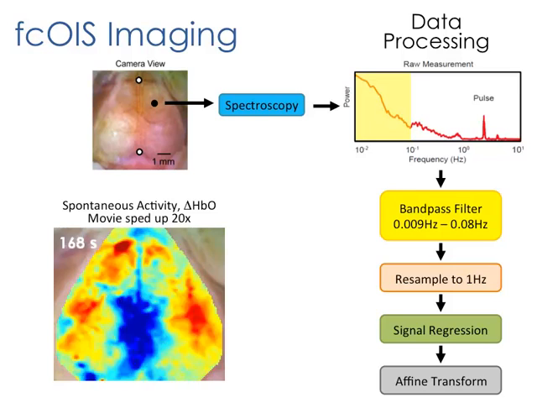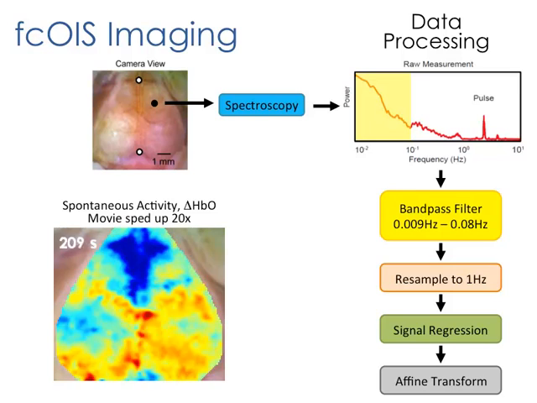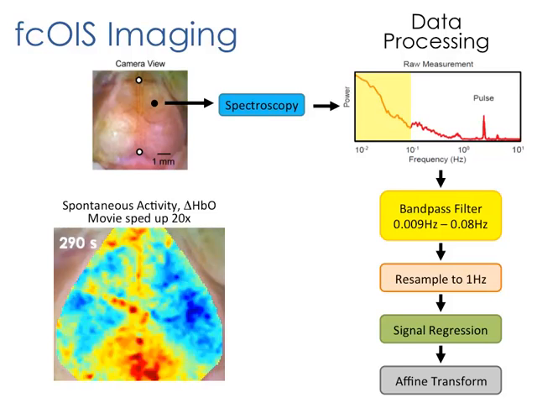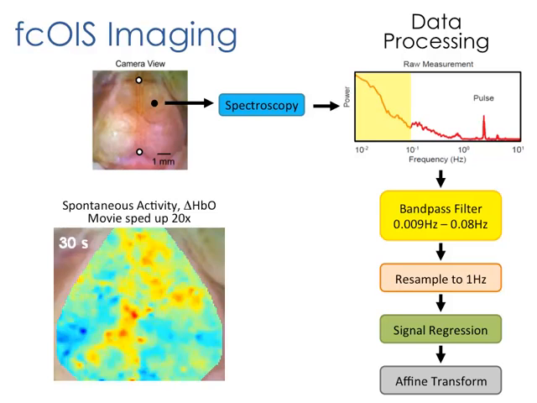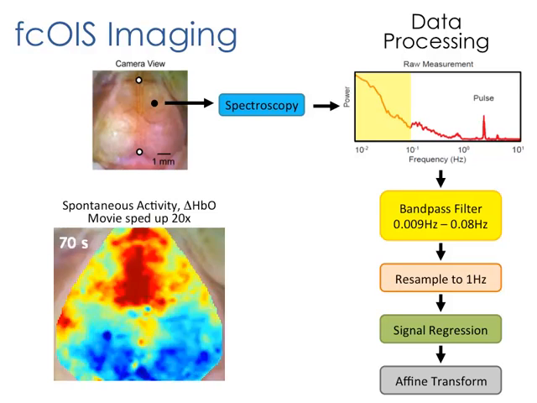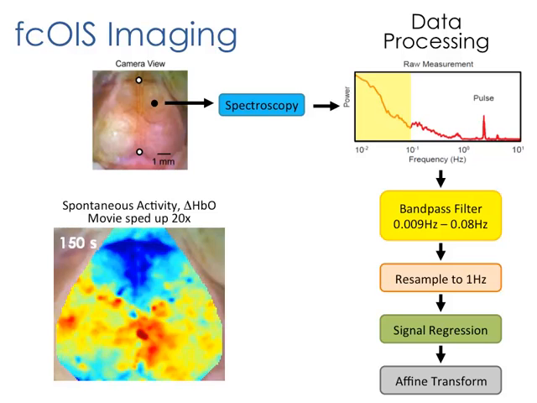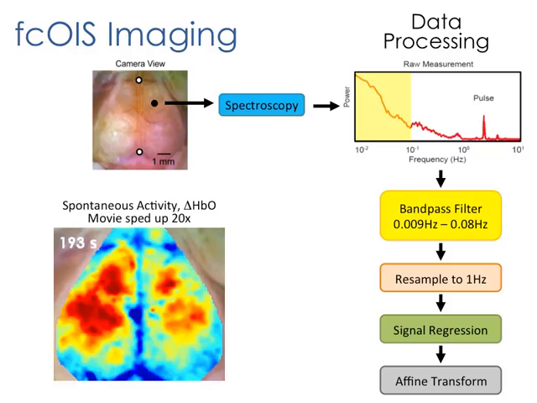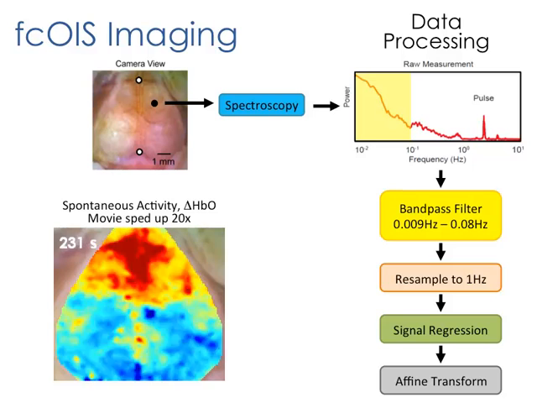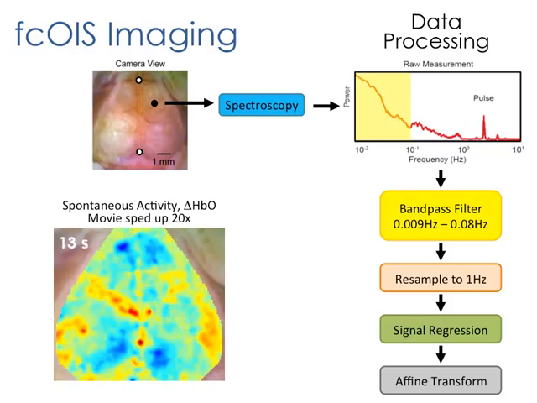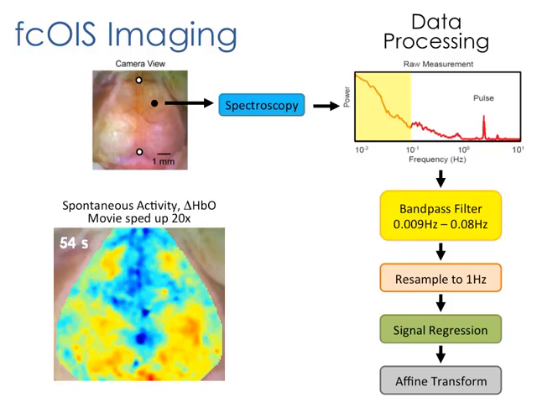So what you're looking at is the spontaneous activity in a mouse brain while it's sitting there in our imaging system doing nothing. It's anesthetized with a ketamine-xylazine mixture. The movie's sped up about 20 times. These are really, really slow fluctuations, some of which take 100 seconds to complete one oscillation. But this is what's happening in the mouse brain. This is what's happening in your brain. Maybe a little bit more complex, but you get the idea.